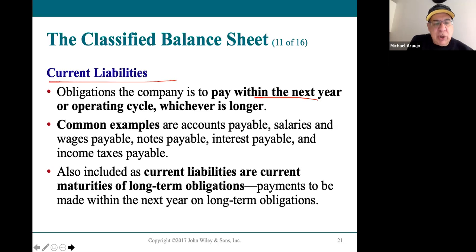What's also important to note is even though you might have a 30-year mortgage payable, the portion that's due this year is actually a current liability, right? So you might have a 30-year loan, but the amount of money you owe on that loan this year is a current liability. Okay, so that's a very interesting little note here that is important.